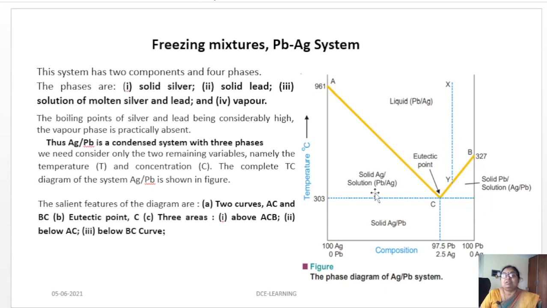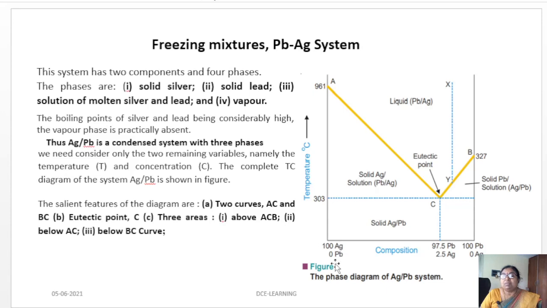The salient features of that diagram are the AC curve, the BC curve, and the area above ACB and below AC and BC. The AC curve is what we call the freezing point curve of pure silver, because whenever you add lead to the silver, the melting point of the silver decreases.